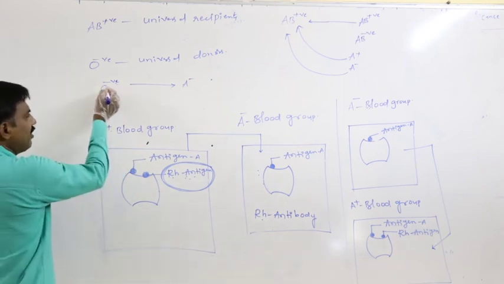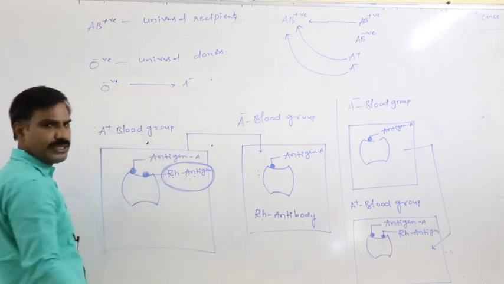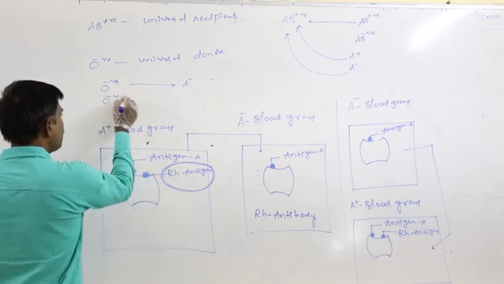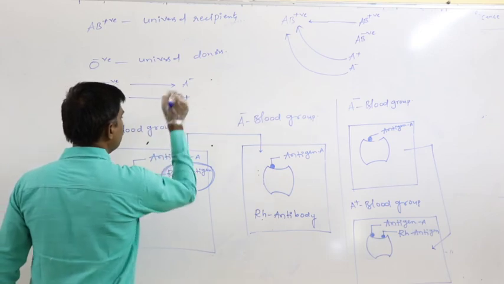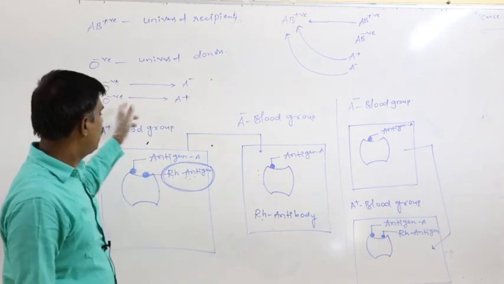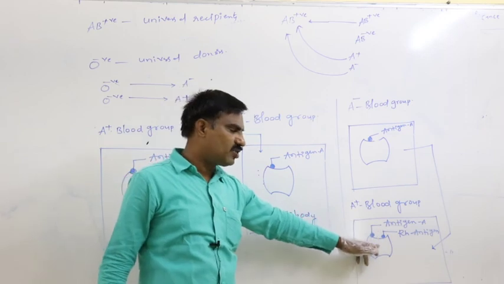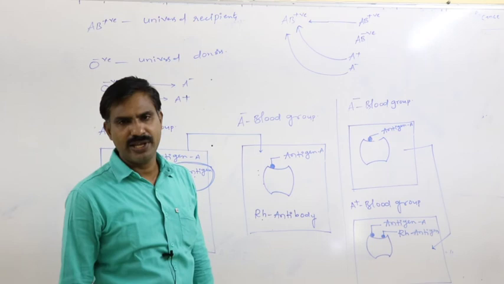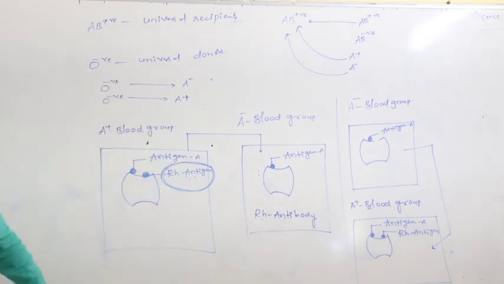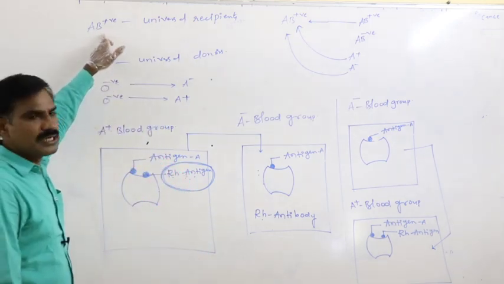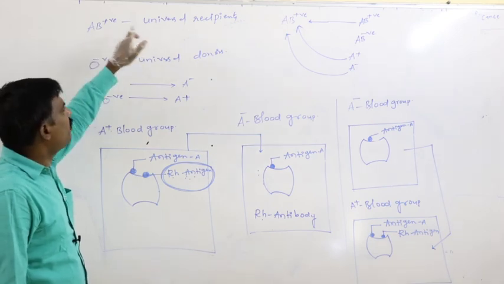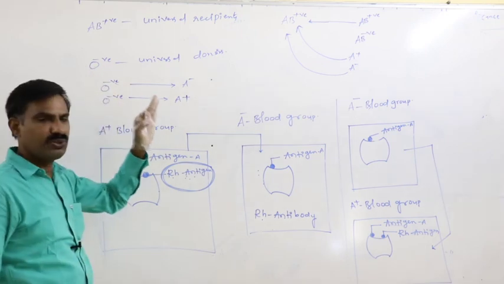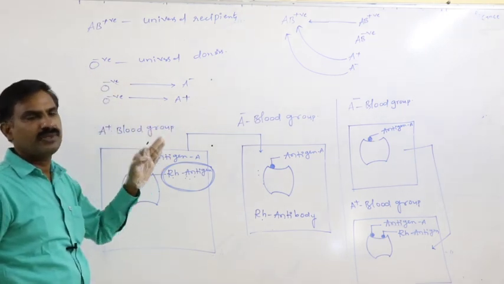For example, if we transfer O negative into A negative, there is no chance to form the Rh antibody. If we transfer O negative into A positive, in this case also, negative blood transferred into positive, there is no chance to produce the Rh antibody. So always we have to consider AB positive as the universal recipient, O negative as the universal donor.